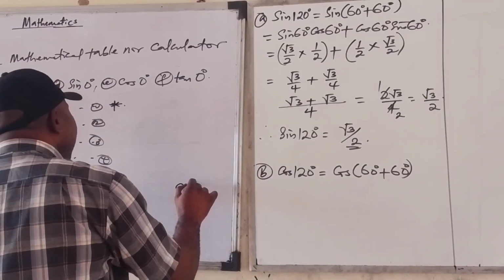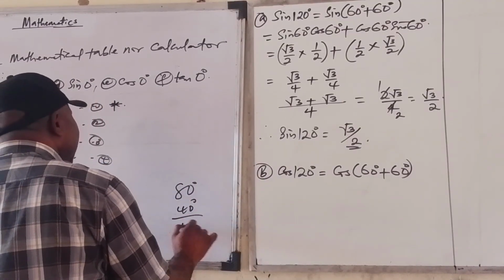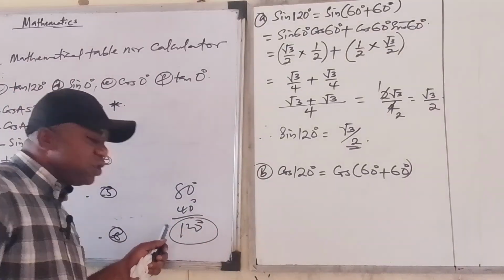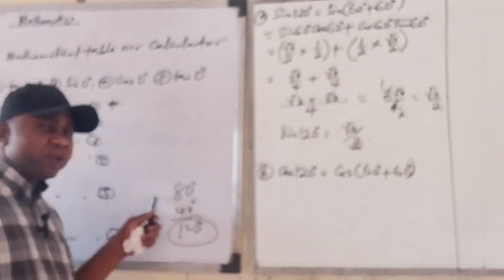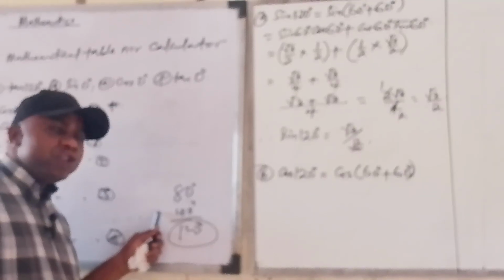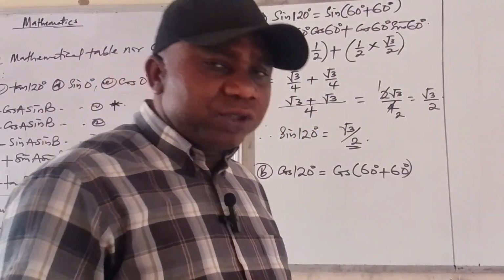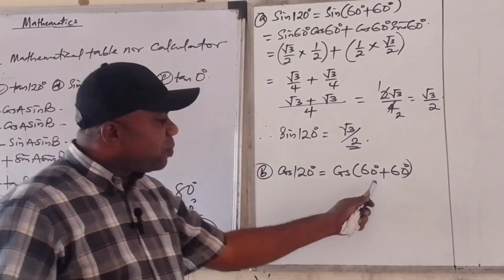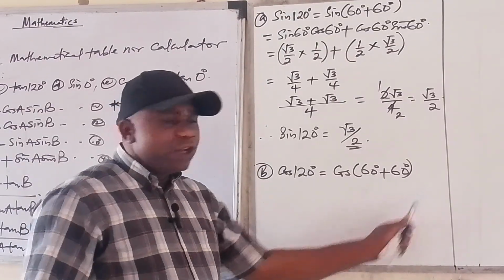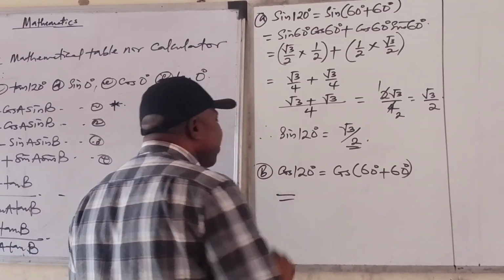We have 80 plus 40 will give us 120 degrees, but we are not using 80 and 40 because 80 is not a special angle. 40 is not a special angle. So you must look for two special angles that when you add, it gives you the compound angle. So here 60 is a special angle, 60 is a special angle.